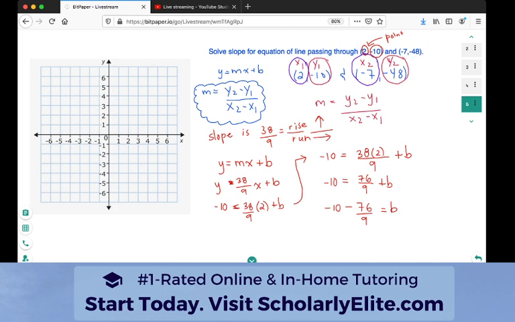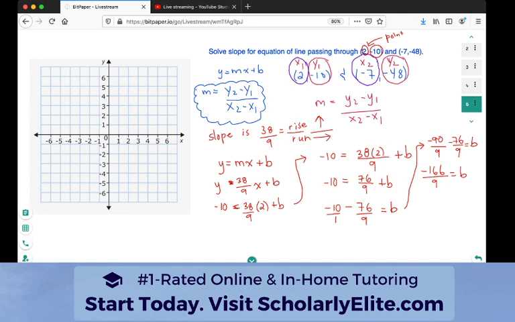equals b. And basically we want to make sure that these two things have a common denominator, because this is technically negative 10 over 1. And we're just going to go ahead and go here. So that's going to be negative 90 over 9 minus 76 over 9 equals b. And we're going to get negative 166 divided by 9 equals b. And in this case, I'm going to see if I can reduce that. I cannot.